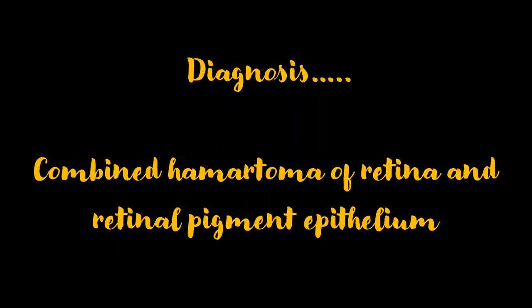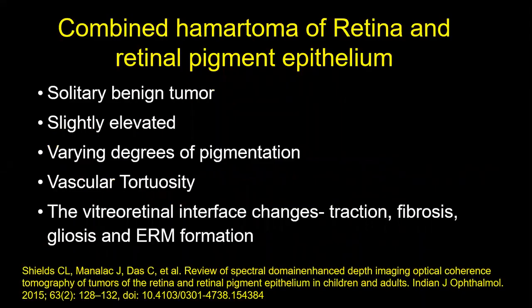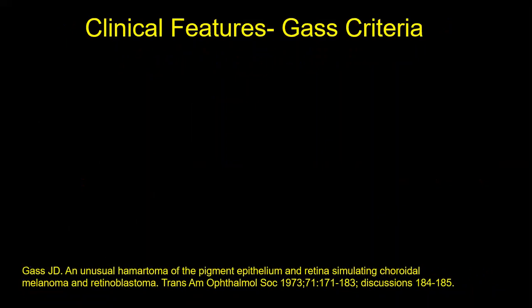Based upon these findings, a diagnosis of combined hematoma of the retina and retinal pigment epithelium was made in this patient. So what exactly are these lesions? These are solitary benign tumors which appear slightly elevated with varying degrees of pigmentation and vascular tortuosity. Vitreoretinal interface changes are marked, including traction, fibrosis, and ERM formation.